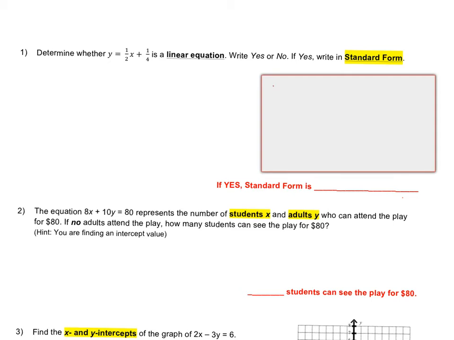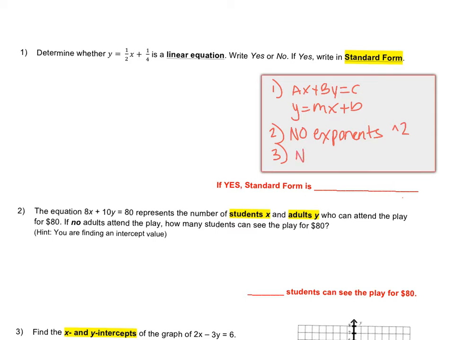number 1, I can write it in either standard form or y equals mx plus b. Number 2, if there's no exponents above 1, so x is really x to the 1; if it's quadratic, it would be power of 2. And the last way you could tell if an equation is linear, if there's no variables in the denominator.